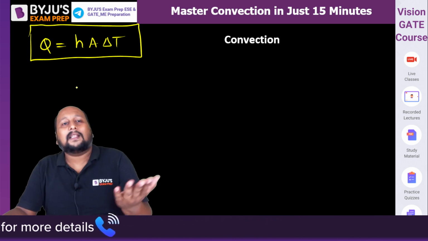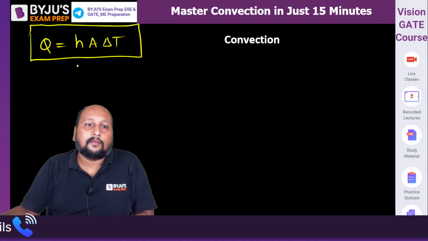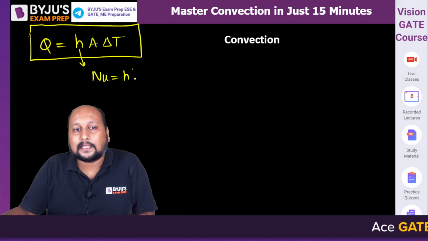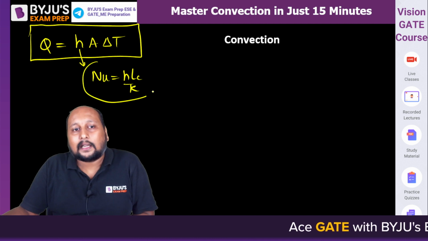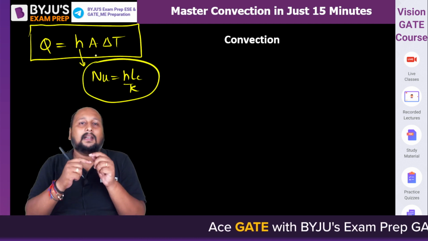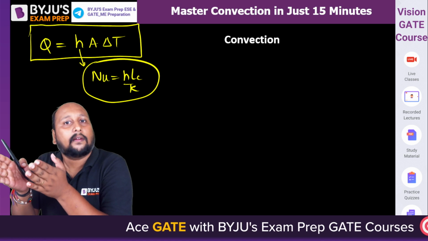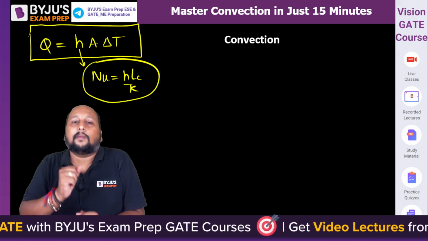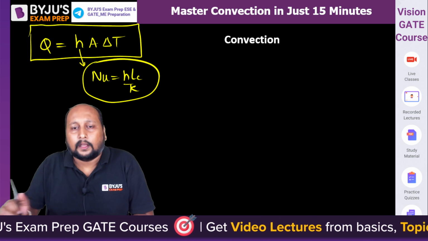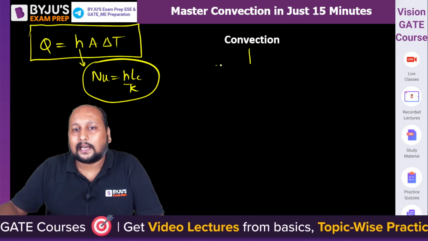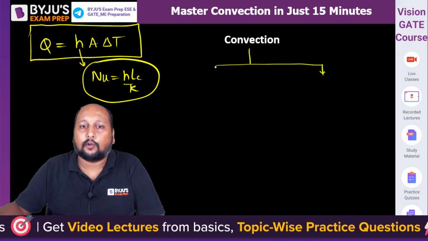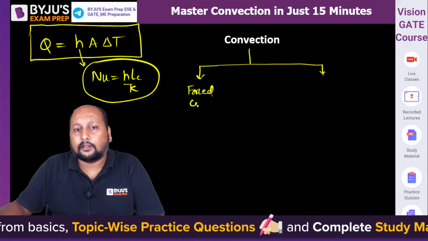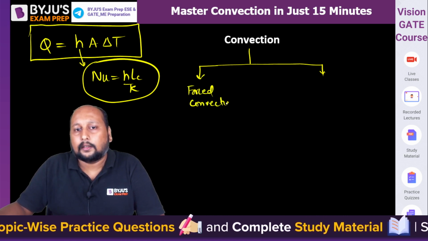To calculate this convective heat transfer coefficient, we need the concept of Nusselt number, that is Nu equal to hL_c by k. So the entire convection segment revolves around how to calculate the value of h, because if you calculate the value of h, ultimately you'll get the value of the heat transfer. Now, convection is broadly classified under two categories: forced convection and free convection.